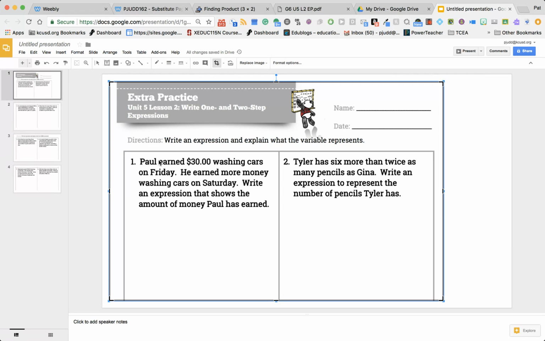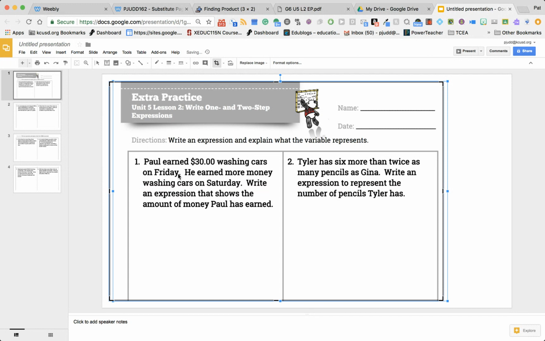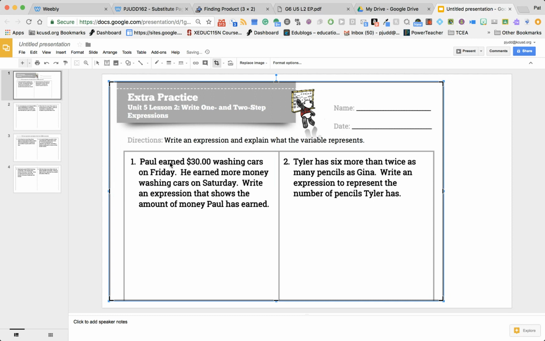See if I can highlight this here. No, it's not going to let me do that. So write down earned $30 and then earned more money. And the fact that he was washing cars is not really important. The fact that he earned more money is. So he earned $30 and then he earned more money. You're writing those two statements down.